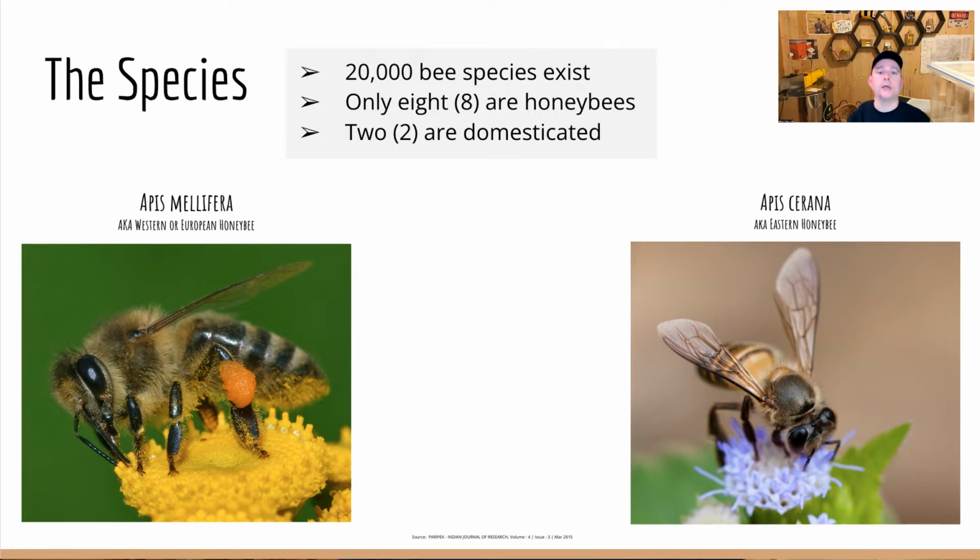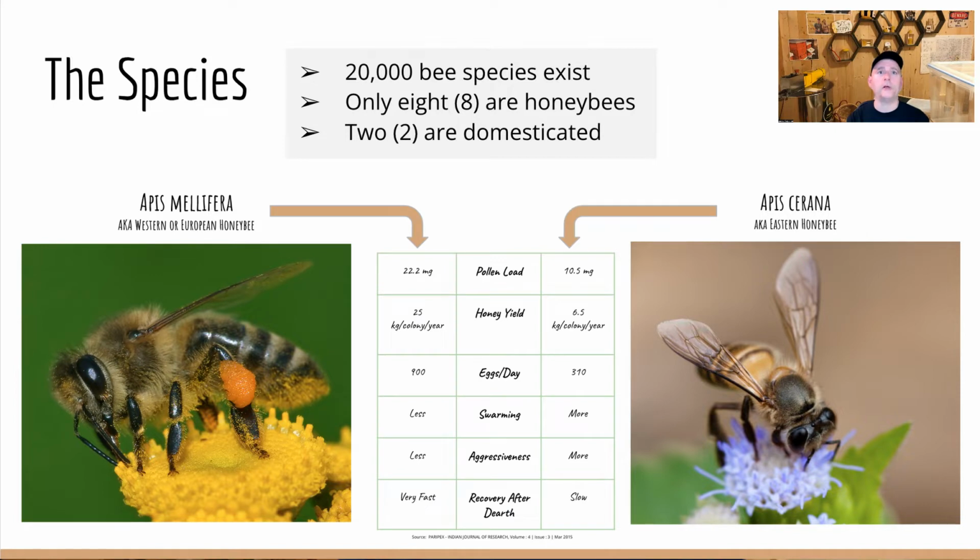The two types here, on the left, we have Apis mellifera, or the Western or European honeybee. And on the right, we have Apis cerana, or the Eastern honeybee. If you look at the pictures here, you can see they look very similar, but they do have some slight differences. I think Apis cerana is just a little smaller than their cousin on the left here, the European honeybee. And I did a little research, and I found a really neat little study that did a comparison.